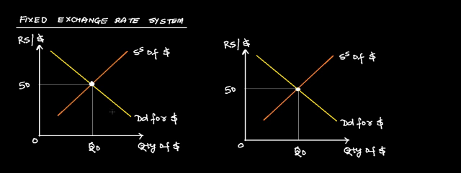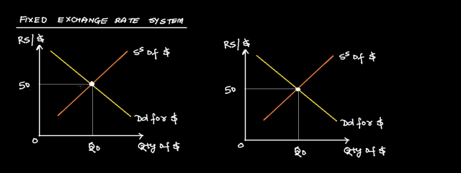Fixed exchange rate system. In this diagram, as you could see, on the x-axis you have the quantity of dollars, and on the y-axis you have rupees per dollar, which is the nominal exchange rate. This is the demand for foreign exchange, and this is the supply of foreign exchange. That is, the dollar is the foreign currency and the Indian rupee is the domestic currency. Well, you know this, that 50 rupees is equal to $1, as you could see.